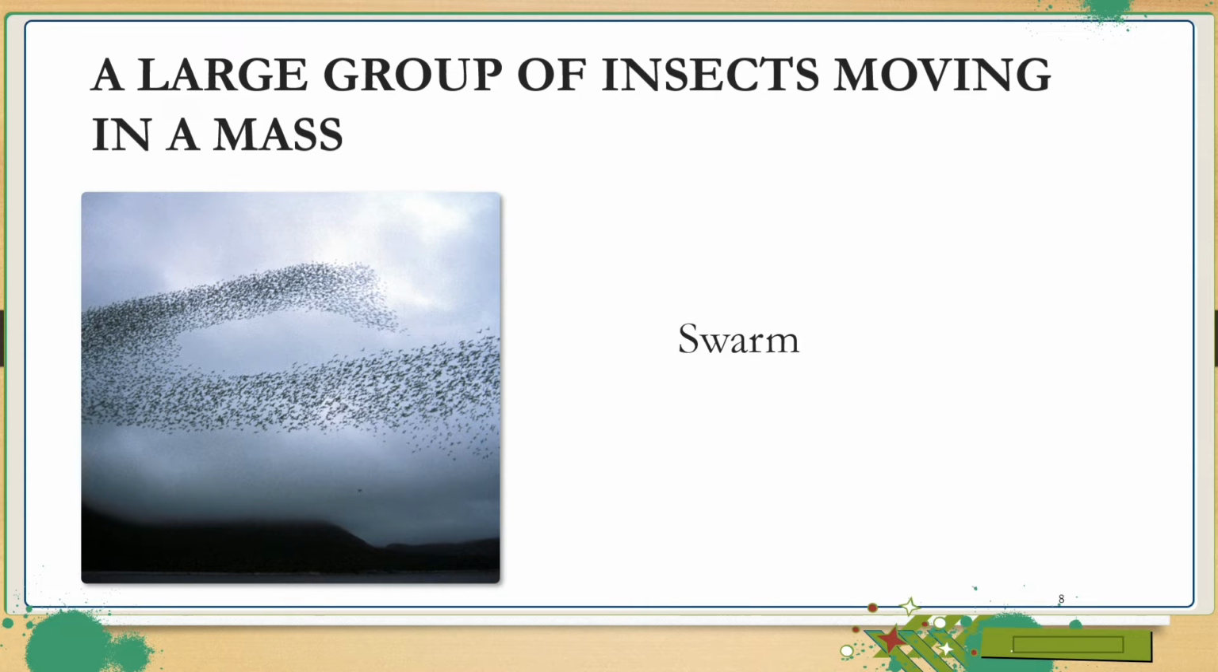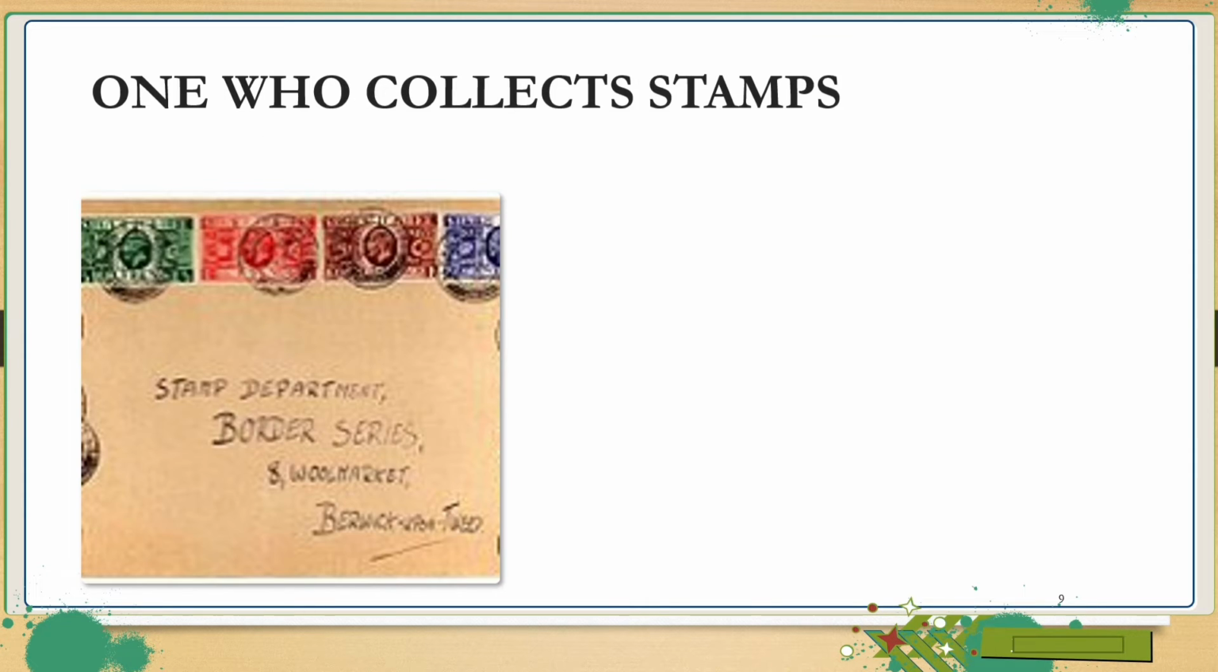Okay. So next group of words is one who collects stamps. So a person who is fond of collecting stamps is known as a philatelist. So if you know someone who has a hobby of collecting stamps and who loves to collect them, then you might refer to that person as a philatelist. Okay, so philatelist is a person or someone who collects stamps.